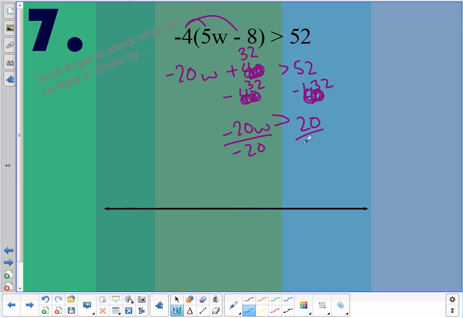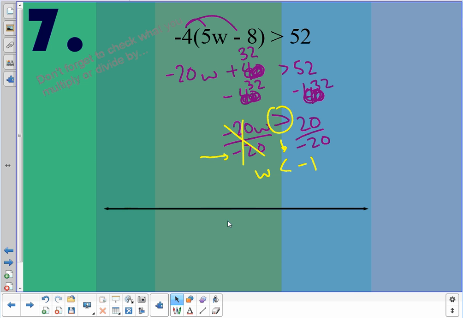Divide by the -20. Now, take a look. I am dividing by a negative. Dun, dun, dun, there it is. So this symbol is now going to become a less than symbol because I need to reverse the direction of the inequality. So my -20 over -20 goes away. I'm left with w. 20 divided by -20 is actually -1.